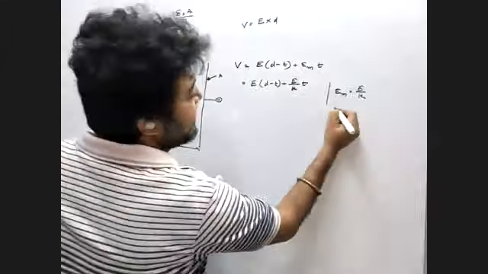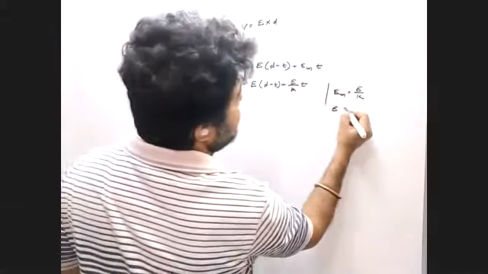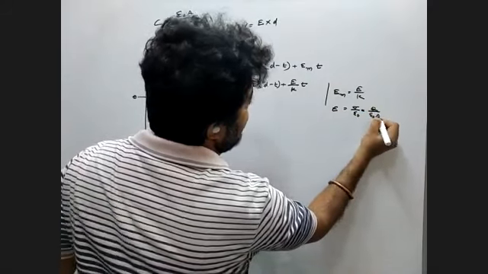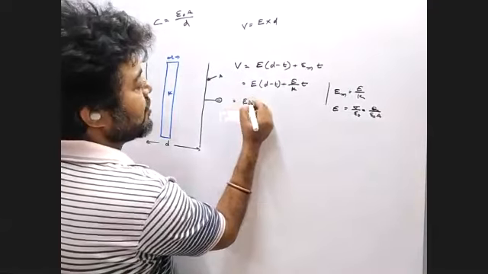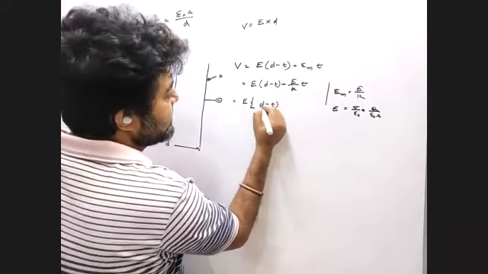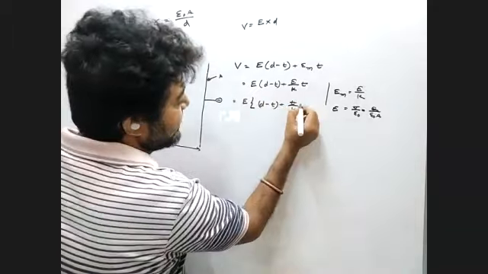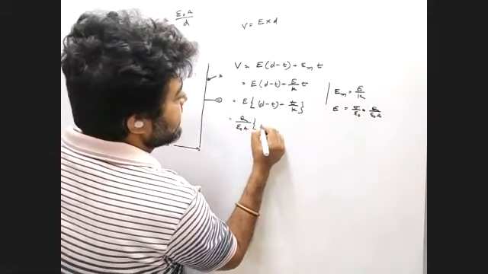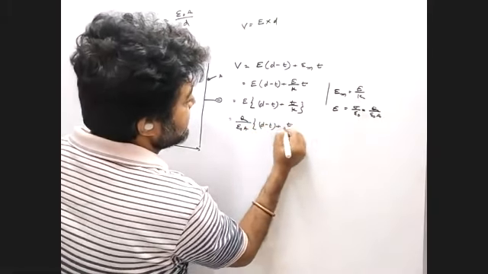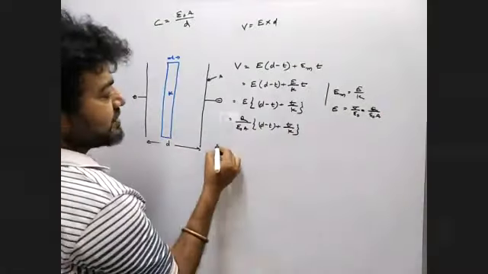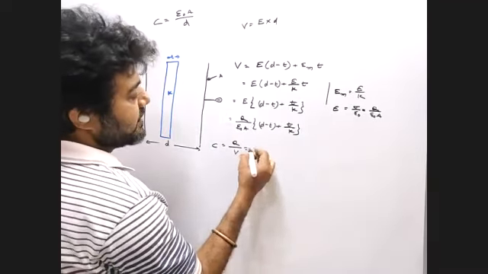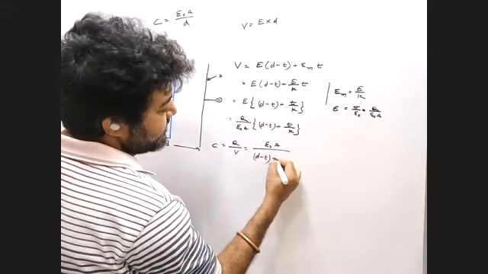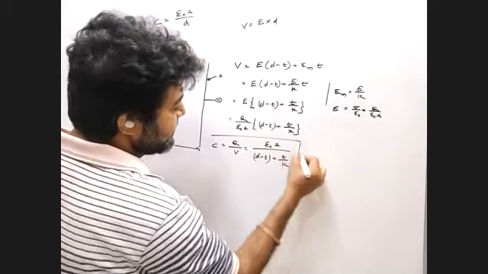Now we know the electric field for a parallel plate capacitor is sigma by epsilon naught, which we can say is charge by epsilon naught into area. So if we take E common, V equals Q by epsilon naught A times (D minus T plus T by K). So C equals Q by V, the Q cancels, and C equals epsilon naught A divided by (D minus T plus T by K). Is it okay, everyone?